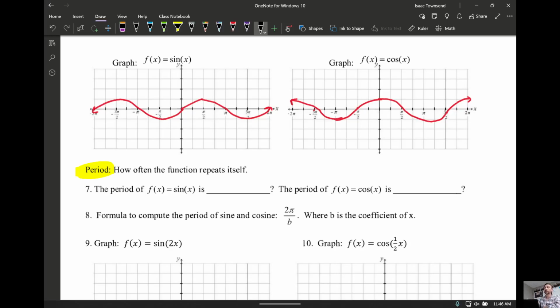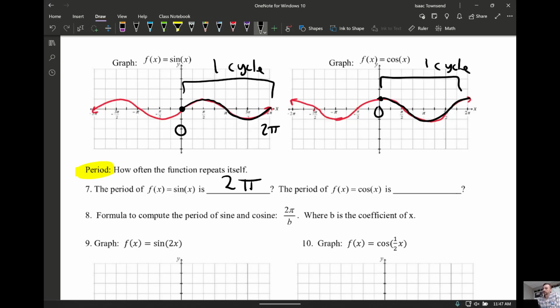So since we've got our two graphs here, we can just measure the period. If I start measuring at 0, just because that's an easy one, I have to go this far to see one full cycle, one full pattern, and all the way to the right here is 2 pi. So if the distance to see one full cycle is 2 pi, that in mathematics is what we call period. Cosine, if I start at 0, I would have to go this far to see one full pattern of its cycle, and that distance is also 2 pi.